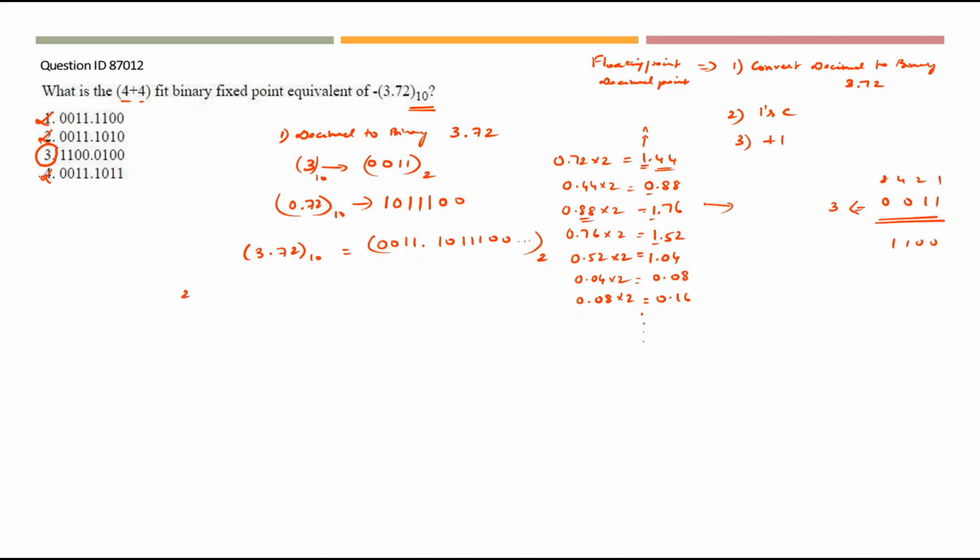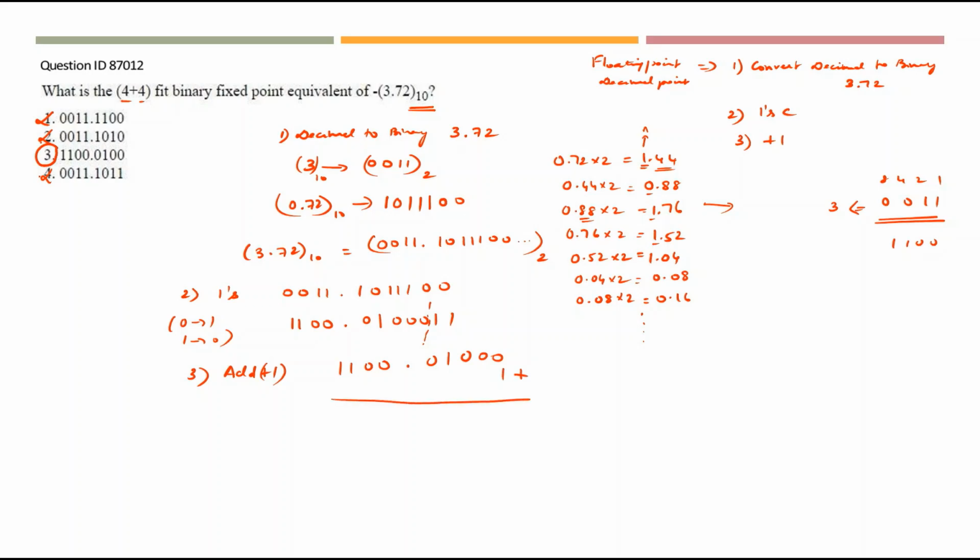The second step is applying ones complement. So 0011.101110, just apply ones complement here. It means I have to change zeros to ones and ones to zeros, giving 1100.010001. Now I have to add 1 to this. So 1100.01. Let's stop with 5 digits here and just add 1. 0 plus 1 will give me 1.